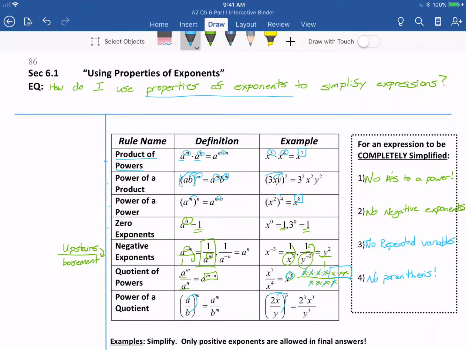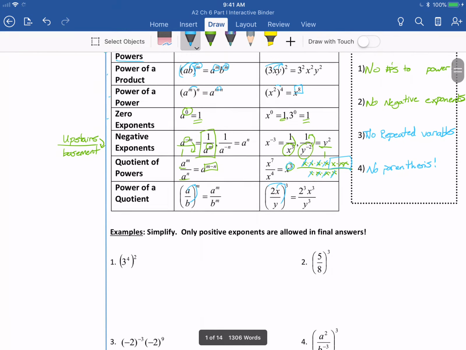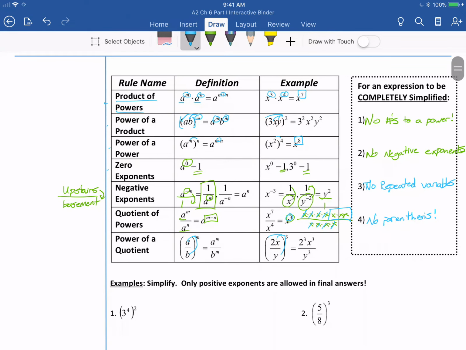All right, so here we're going to look at some examples down here that's simplifying some expressions. But in order for an expression to be completely simplified, we got to have these four things. All right, and I already wrote them in here to save some time. We can have no numbers raised to a power. So we can't have like 2 to the third power in my answer, because 2 to the third power is 2 times 2, which is 4, times 2 is 8. All right, so 8 should be in your answer.